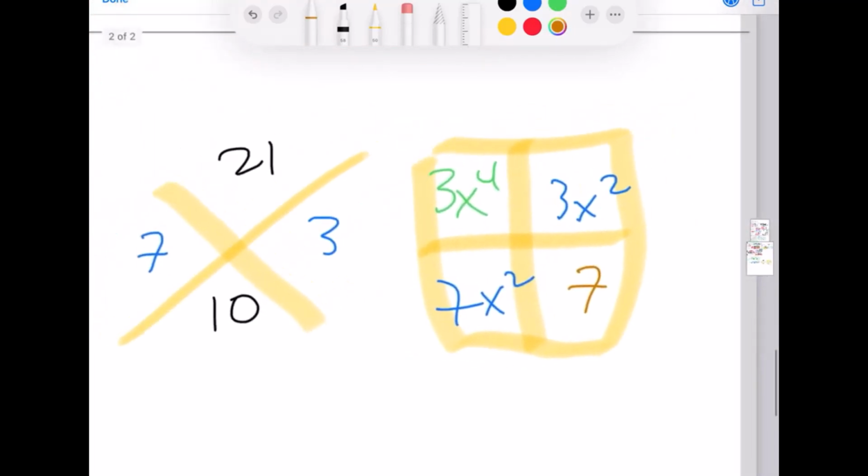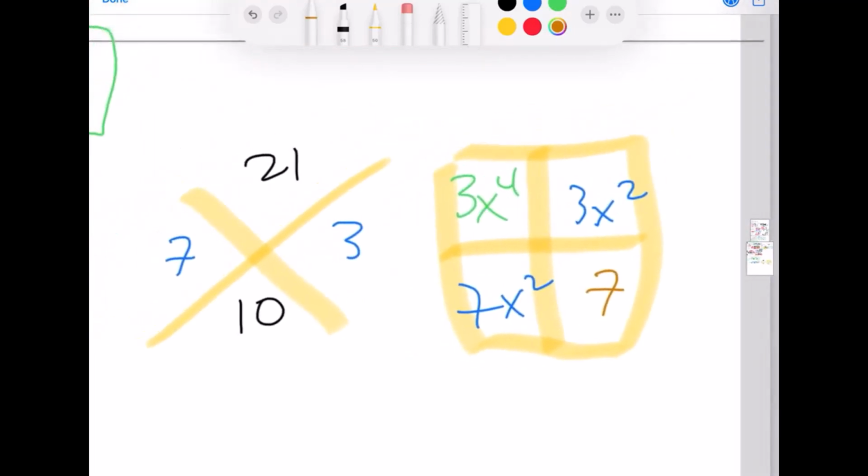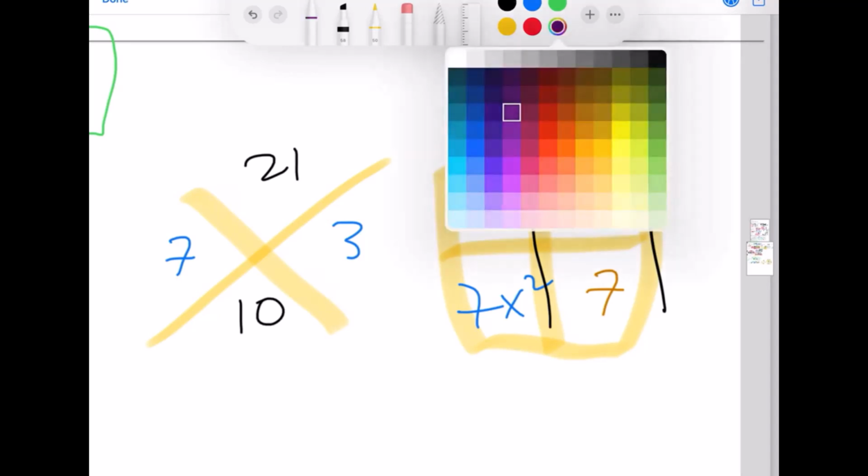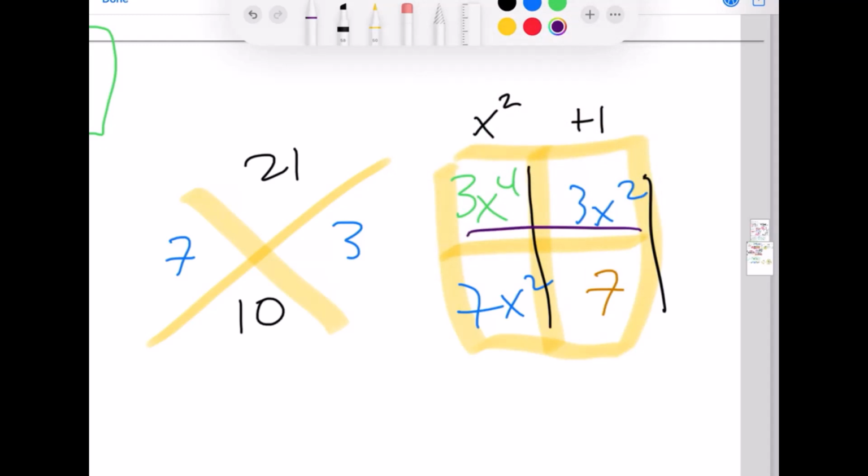Let's go ahead and find out our GCF here. GCF going in this direction is x squared. Okay, this one doesn't look like anything, but I'm going to put plus 1. Plus 1. And this direction, 3x squared. That's a 2. And this direction, plus 7.